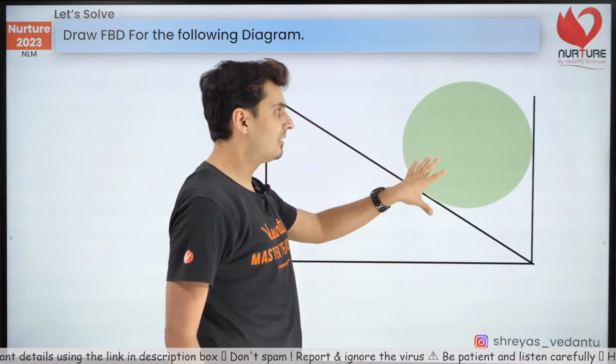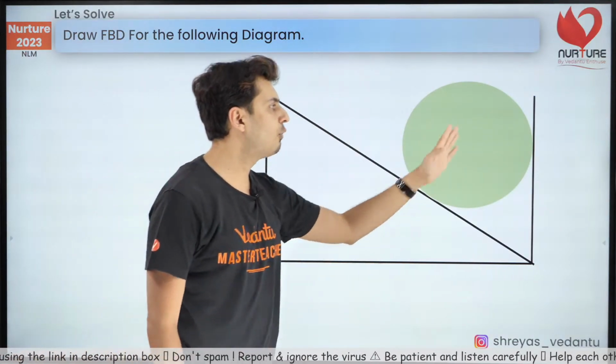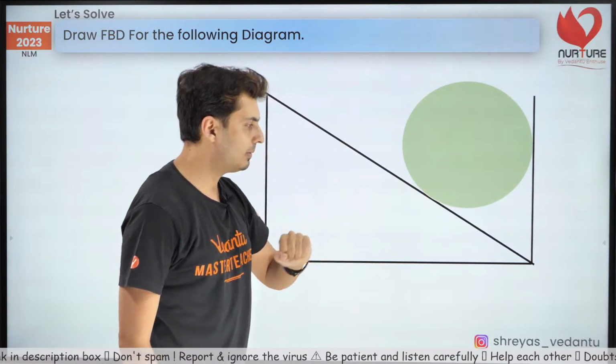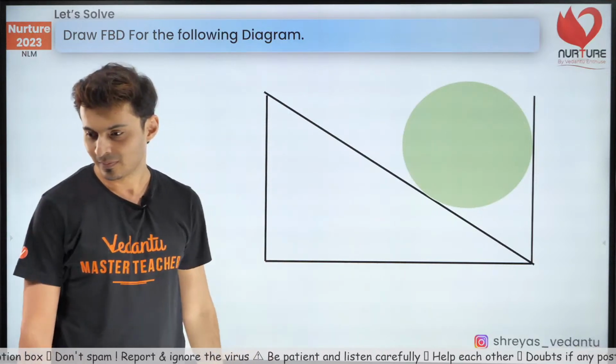There is a sphere and it is stuck between a vertical wall and an inclined plane. It's stuck somewhere in between.